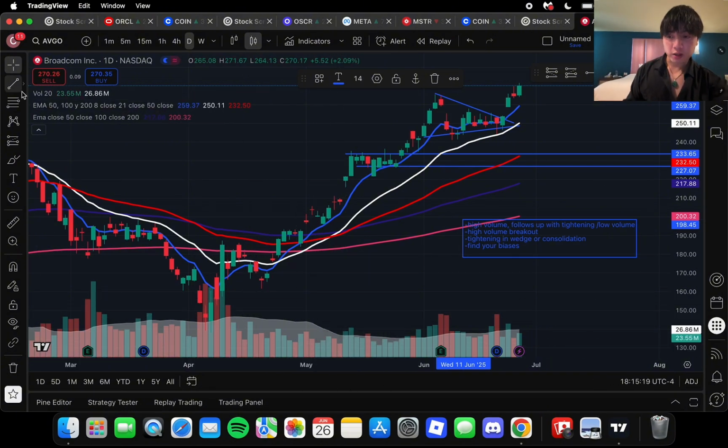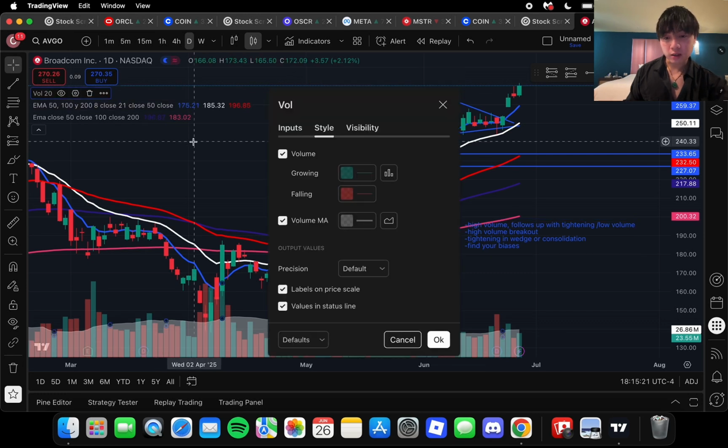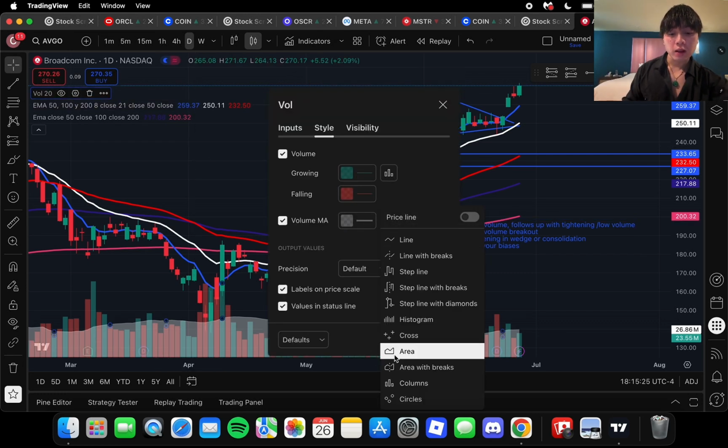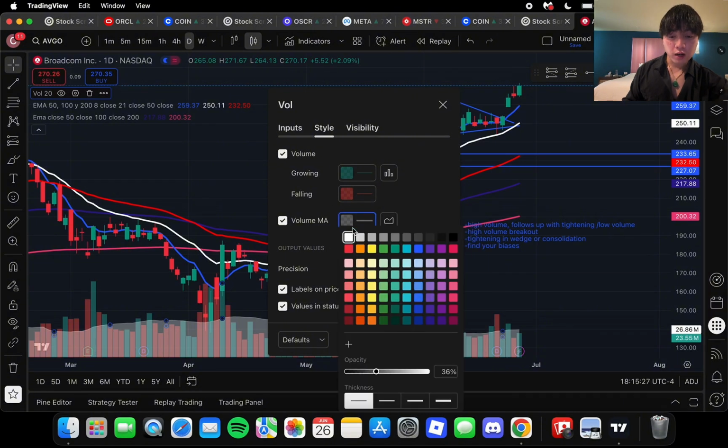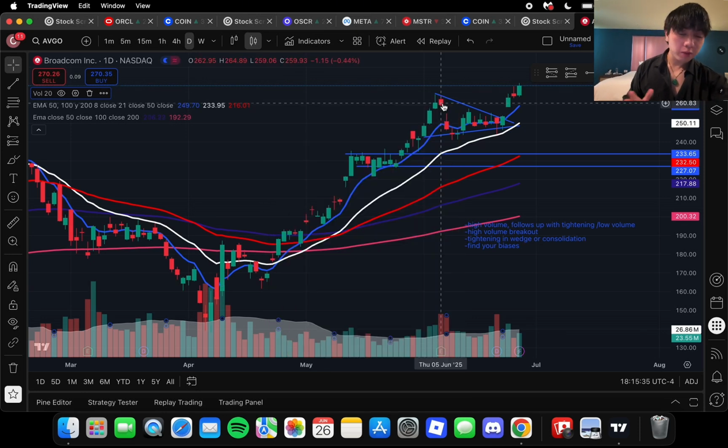area, this white area. You guys want to go to volume, and then go to settings. Go to style, and then click on this right here. Click on the area, and then click on your color. Click white, and change your transparency to around 36. I have it around 36, and this pretty much helps you determine if it's high volume or low volume. Anything that's over the area is high volume. Anything that's under the area is low volume.